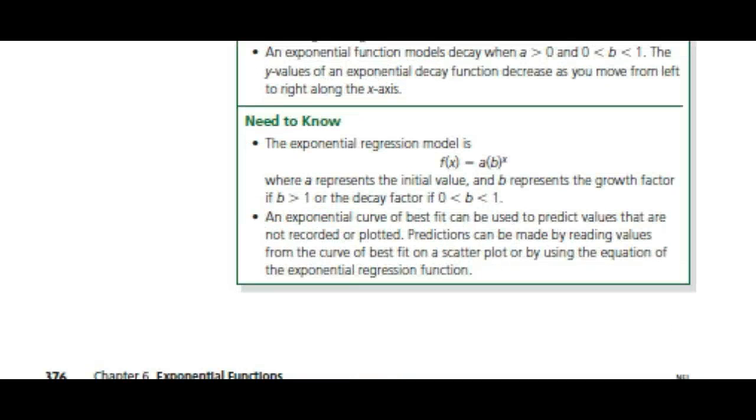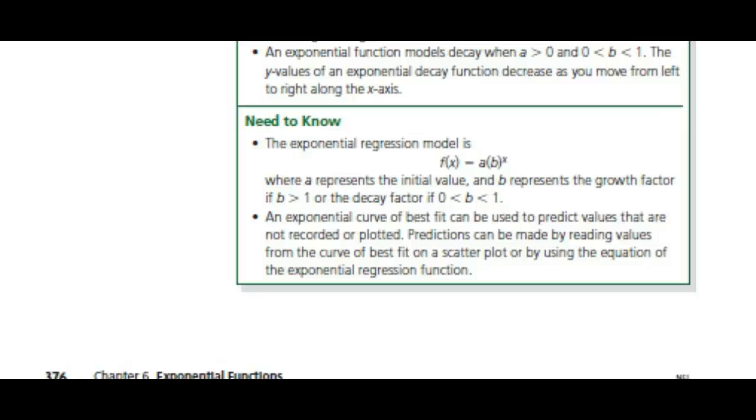And rate of increase, rate of decrease. If it's increasing, subtract 1 from the b value, multiply by 100, that's the percent increase. And if it's between 0 and 1, subtract it from 1, multiply by 100, that is the rate of decay, decrease, or what do we call it, depreciation.